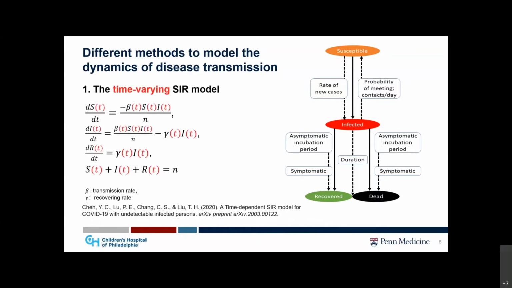Very recently, a group from Taiwan has proposed a time varying extension of the SIR model. The idea is to model every component as time varying, including the transmission rate and the recovery rate. So this becomes a time varying SIR model. And again, this is still based on the SIR model framework. The challenge here is to solve these differential equations, and due to this time varying component, it may involve more computation burden and more mathematical calculation.